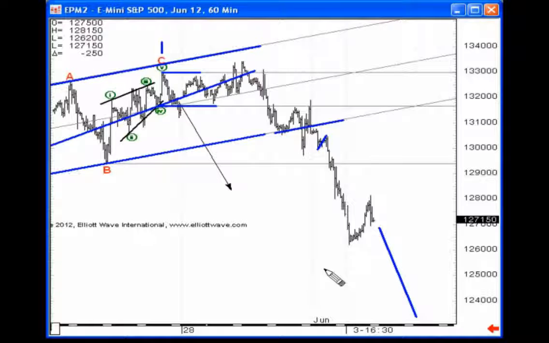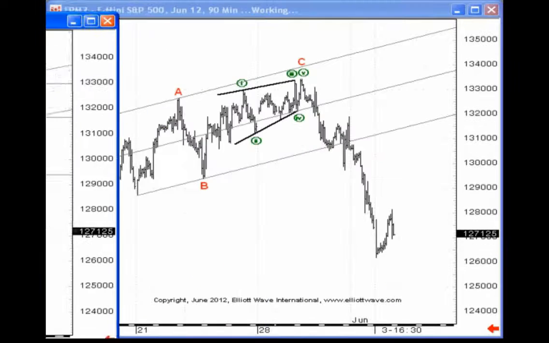Although one thing I say quite often is ready, aim, aim, aim, aim, and then fire. A lot of traders like to go ready, fire, and then aim. That's not the way to do it. Now, let's take a look at a few more markets here, and then I'll sign off for the day.